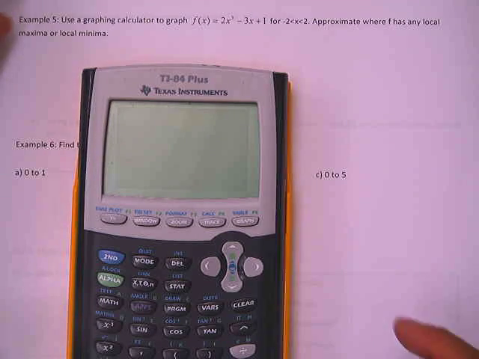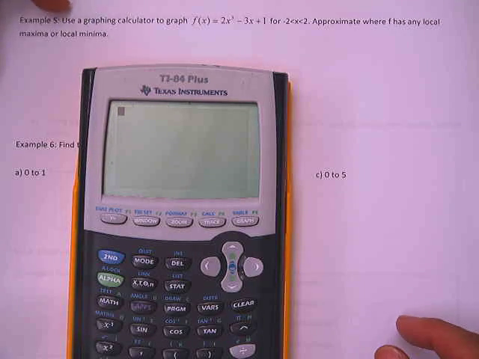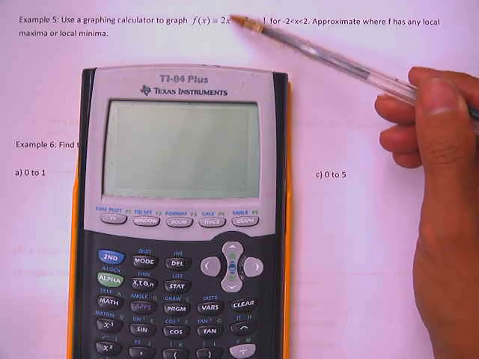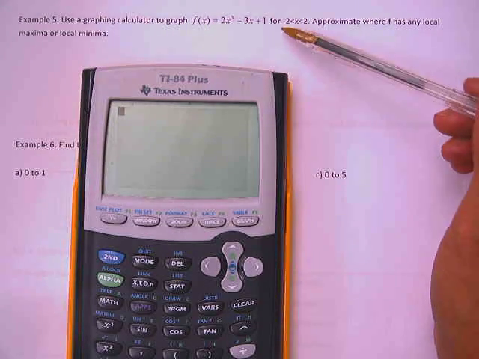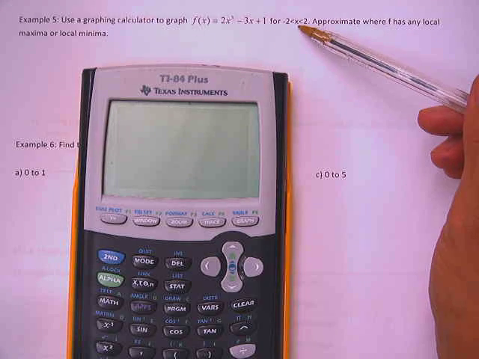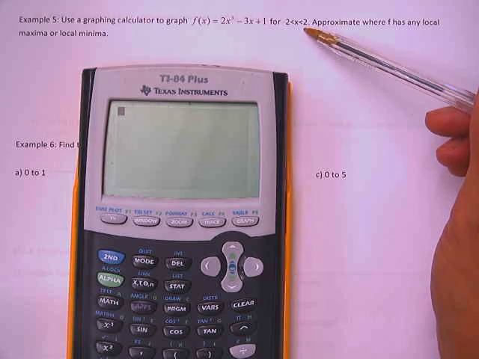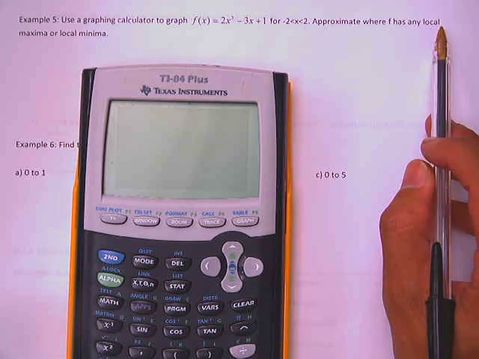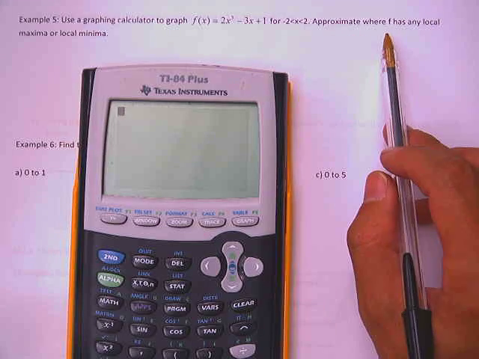And I want you to read this question very cautiously. Use a graphing calculator to graph f of x equals 2x to the third minus 2x plus 1. For, check this out, for x only between negative 2 and 2. And then I would like for you to approximate where f has any local maxima or local minima.